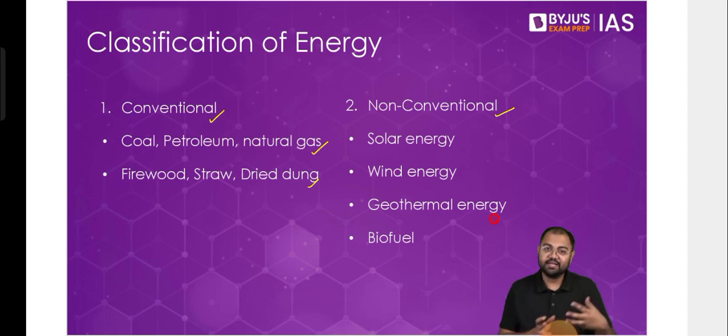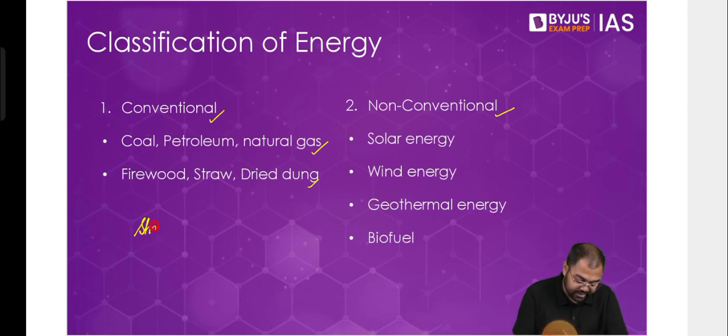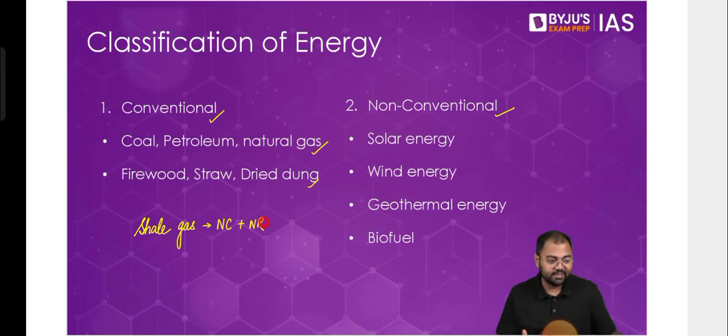But it's not always the case. Remember this. For example, if we consider shale gas, it is an example of a non-conventional source that is at the same time non-renewable. It is a non-renewable source of energy, but it is also not a conventional source of energy. So it's not always the case that conventional sources have to be non-renewable and non-conventional sources have to be renewable. That's not the case. It can also change. So this is how we classify energy.